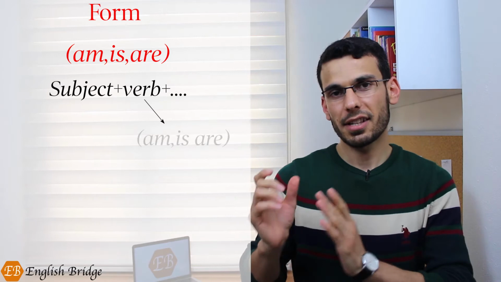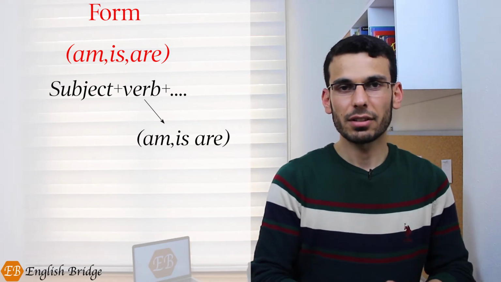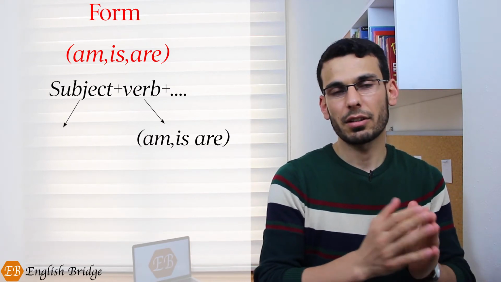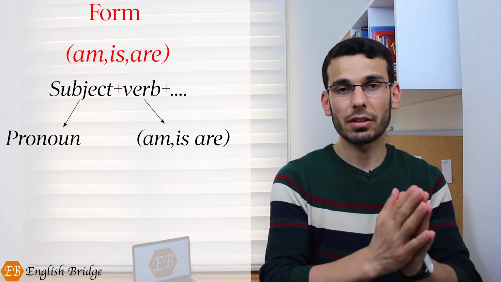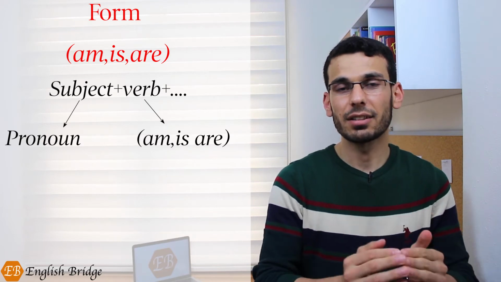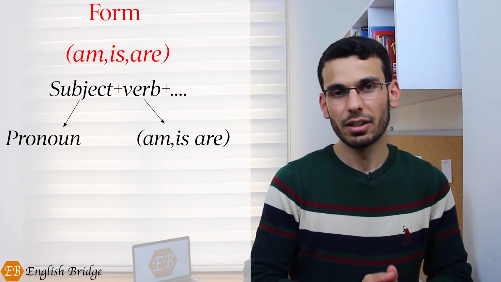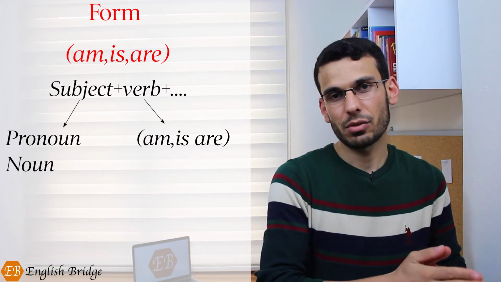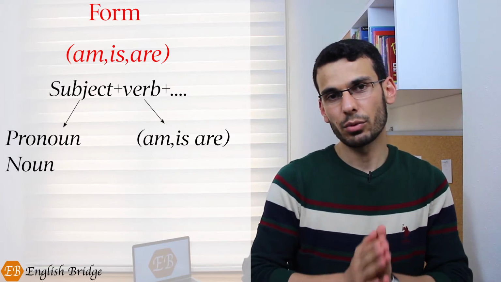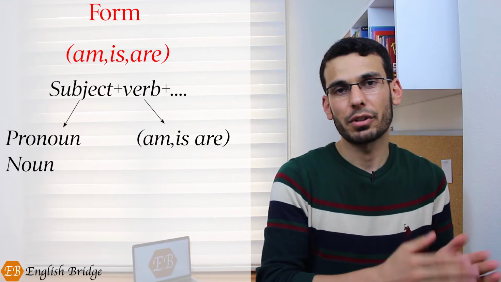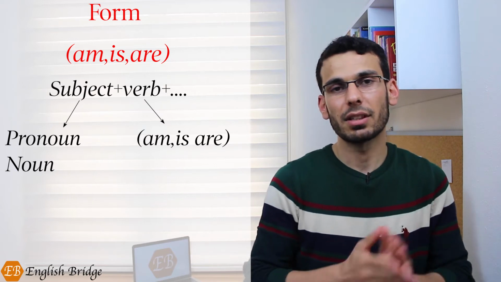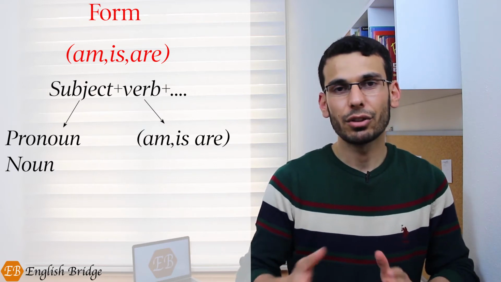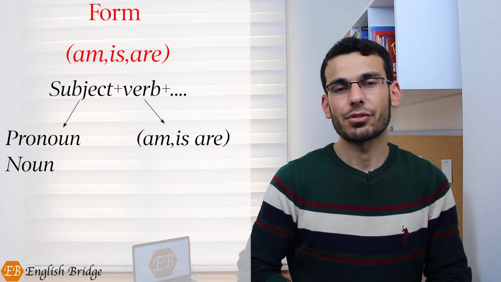Now, the verb is am, is, are. Now, the subject can be anything like a pronoun, for example, I, he, she, it, they, you, and we. Or it can be a noun. So instead of using I, he, she, it, they, you, we, you can use a noun. For example, we can say Ahmed, Muhammad, Layla, the cat, the dog, the children, etc.